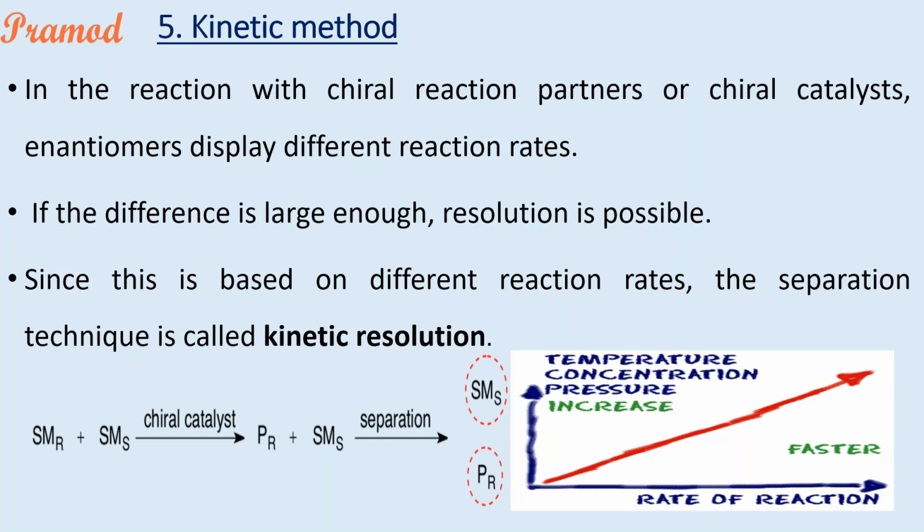The product which is formed can be separated, and thus you can separate your enantiomers depending upon the rates of the reaction. But the only criterion which is necessary is that there should be a large enough difference in the rate of reaction. Then only it is possible. So if you see, starting material R and S with a chiral reagent, the product and your starting material can be separated. This is how you do the separation using the kinetic method.